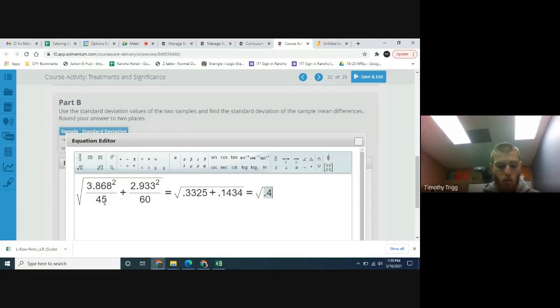That's 0.4759. And lastly, let's take the square root of that. And that gives us, if we're rounding, now we'll just round to 2 decimal places. So that's what I wanted in the answer. Round your answer to 2 decimal places. So 0.69 in this case.